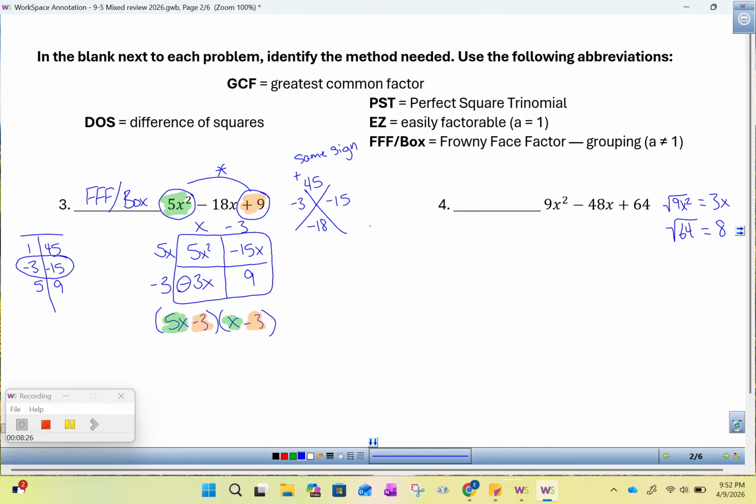This one does in fact match, which means I can skip to our shortcut factoring pattern, which says we're going to use those square roots. The 3x and the 3x get me to the 9x squared.